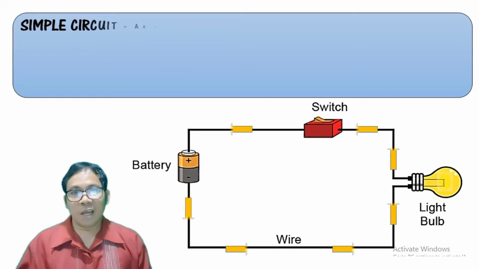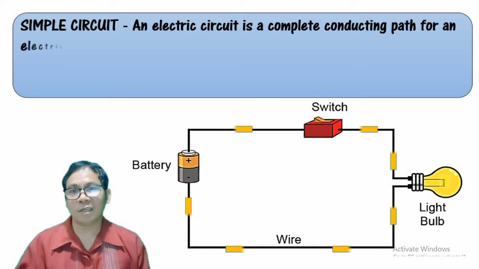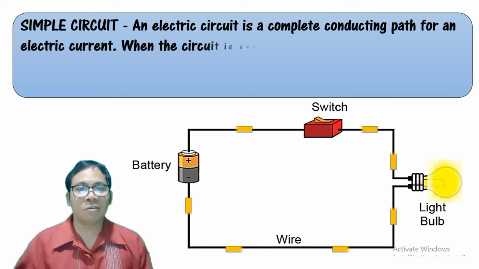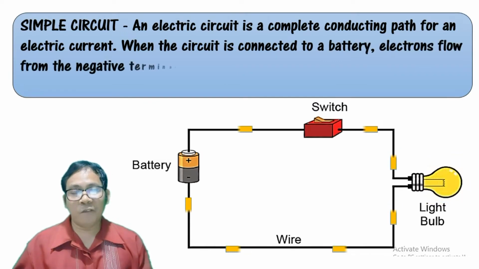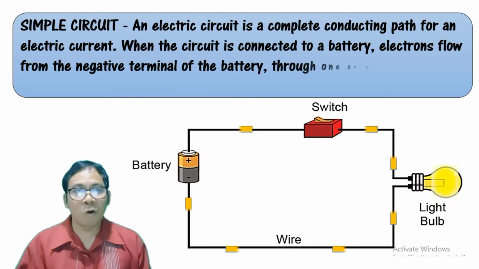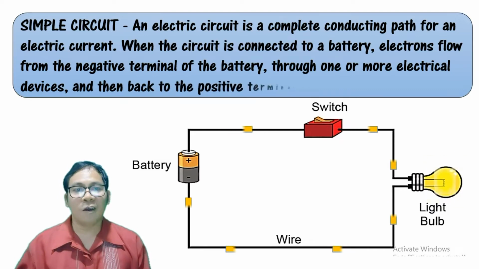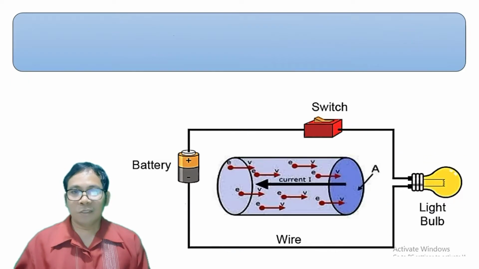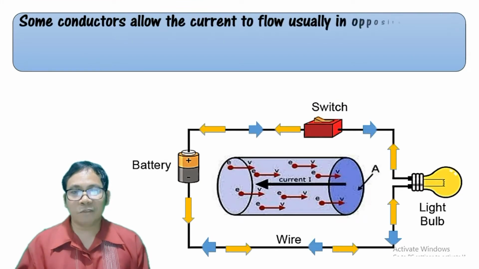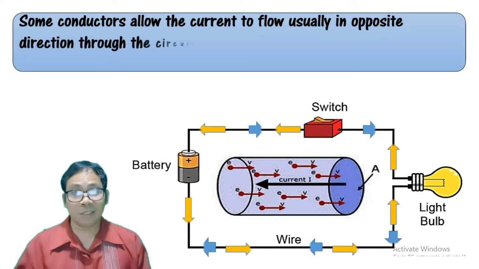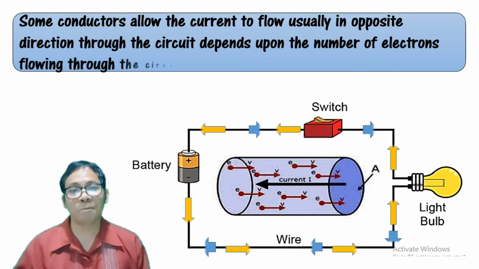Simple circuit. An electric circuit is a complete conducting path for an electric current. When the circuit is connected to a battery, electrons flow from the negative terminal of the battery through one or more electrical devices and then back to the positive terminal of the battery. Some conductors allow the current to flow, usually in the opposite direction, through the circuit. This depends upon the number of electrons flowing through the circuit per second.